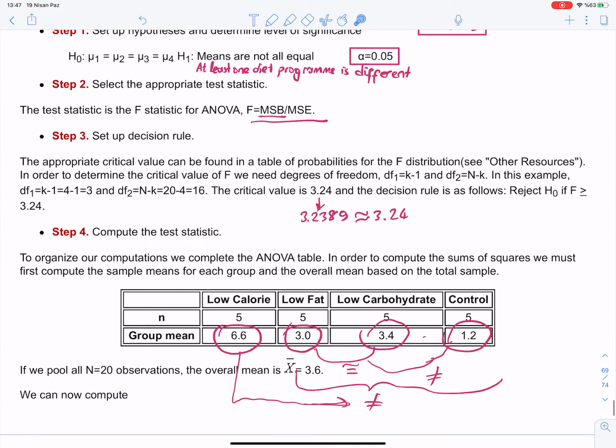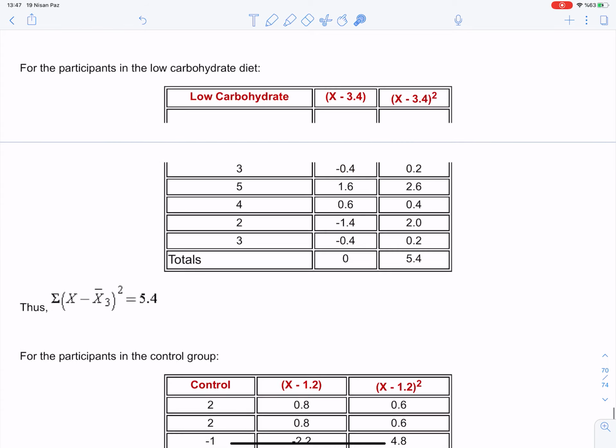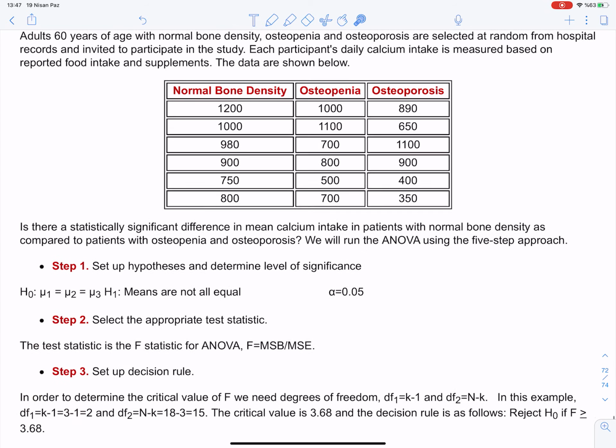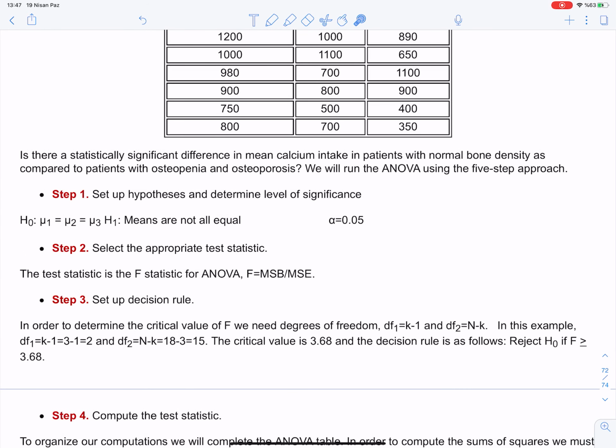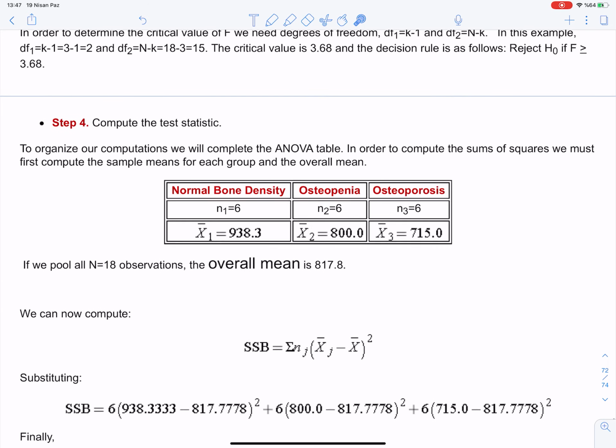Let's go back to the example. Okay. All right. You can round 3.6823 to 3.68, very close to 3.60. So if you calculate the test statistic to be larger than that critical value, you reject the null hypothesis. Let's see that.